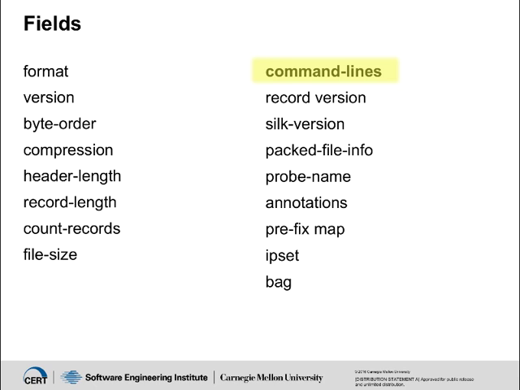The command lines field shows the command or commands used to create the file. Record version is tied to the format field and is usually a subtype of the format field. SiLK version is the version of SiLK that created the file. Packed file info is the timestamp, flow type, and sensor for a file in the SiLK data repository. Probe name contains probe information for files created by flowcap.